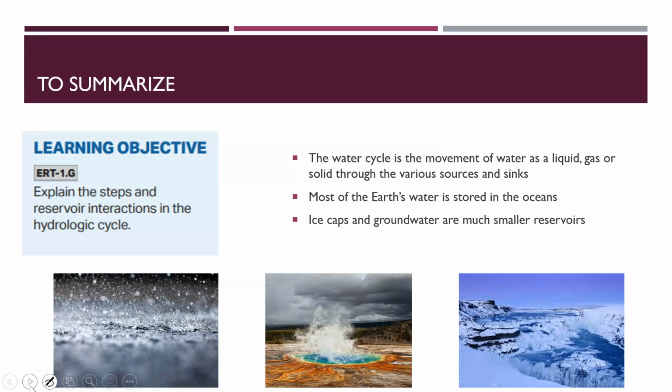So we explained the steps and reservoir interactions in the hydrologic cycle. The water cycle is the movement of water as a liquid, a gas, or a solid through the various sources and sinks. Most of the Earth's water is stored in the oceans, so the largest sink of water is the ocean. And then the ice caps and groundwater are a much smaller reservoir, though still a very important reservoir for the water.